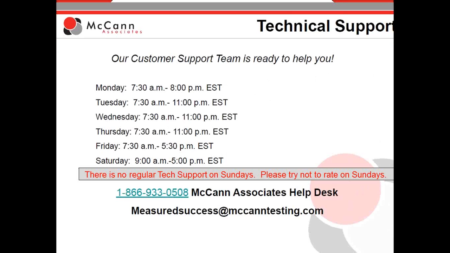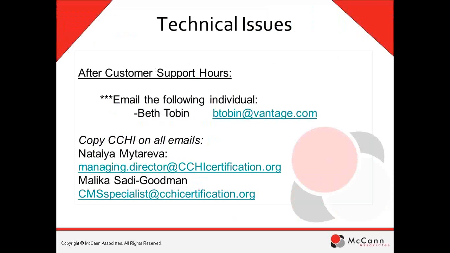If you have technical issues during the rating process, there are different contacts depending upon the time of day. During normal customer support hours, email McCann at the address provided on this slide. Do not, let me repeat, do not email the entire group. After normal customer support hours, you can email McCann at the address provided on this slide. Again, do not send it to everybody in the whole group.